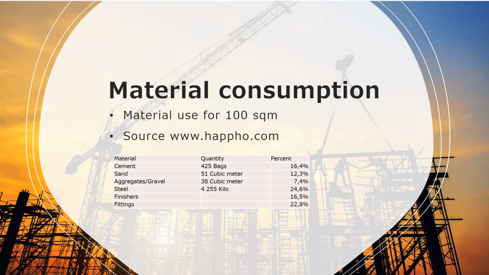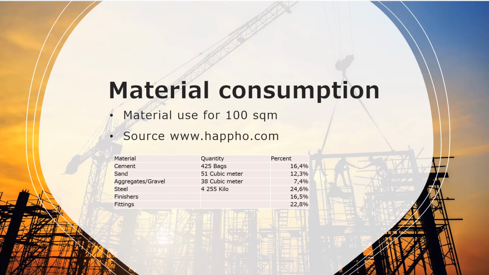The material consumption, I have been into a homepage called hapo.com, so these numbers that you see are taken from them. It's an Indian homepage, they specified how much material you need for 1,000 square feet. 1,000 square feet is 94 square meters, so I have adjusted the numbers so it fits 100 square meters, so it gets easier to count. The thing that costs most is steel. That's the main cost of this.